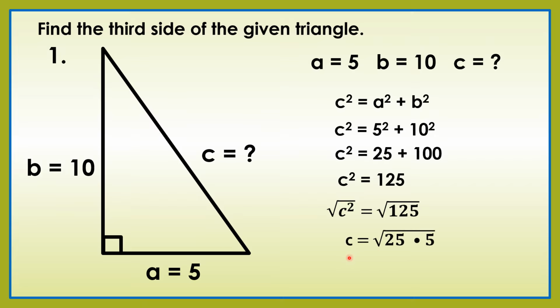So, let's have here, C is equal to the square root of 25 times 5. So, eto na yung factors ng 125. So, yung 25 dito, yaan yung perfect square. So, pwede natin siyang kuhanan ng square root. Pero yung 5, iwanan na natin siya sa loob kasi hindi naman siya perfect square. So, ang square root ng 25 is 5. Therefore, C is equal to 5 square root of 5.